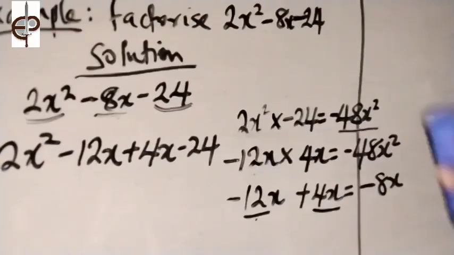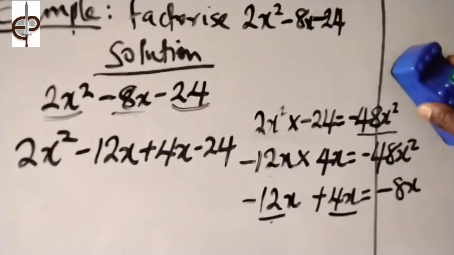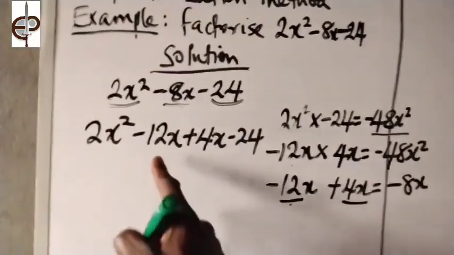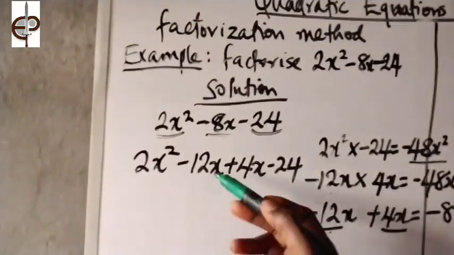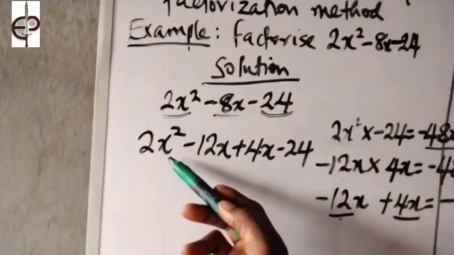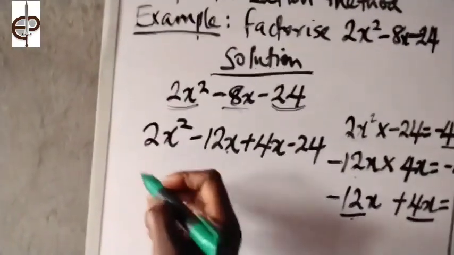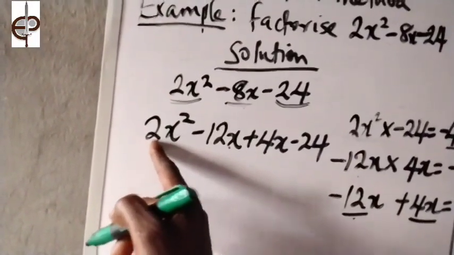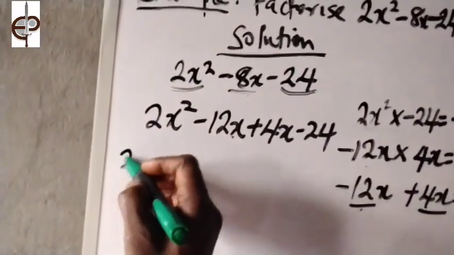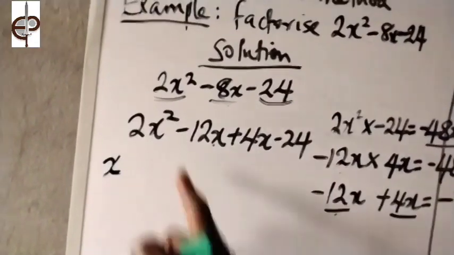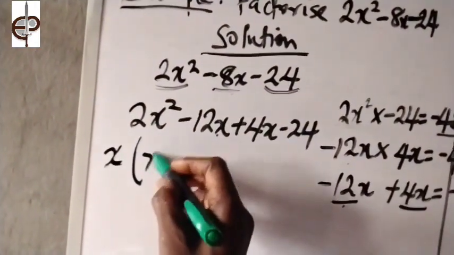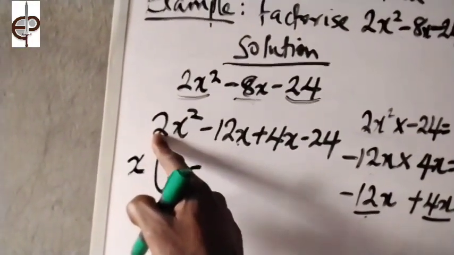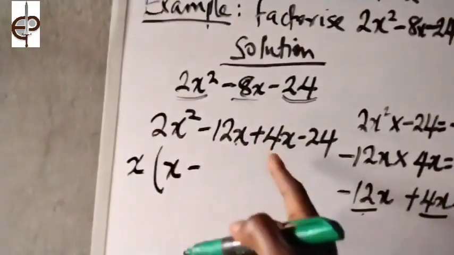We can take away this if we want, but just for the record, let's leave it there. From this point, you factor out the variable x because it's common to both terms, and 2 is also common to both terms. So if I factor out x, I have one x left here minus, this is 12, this is 2, and this is 12. 2 is common to both.